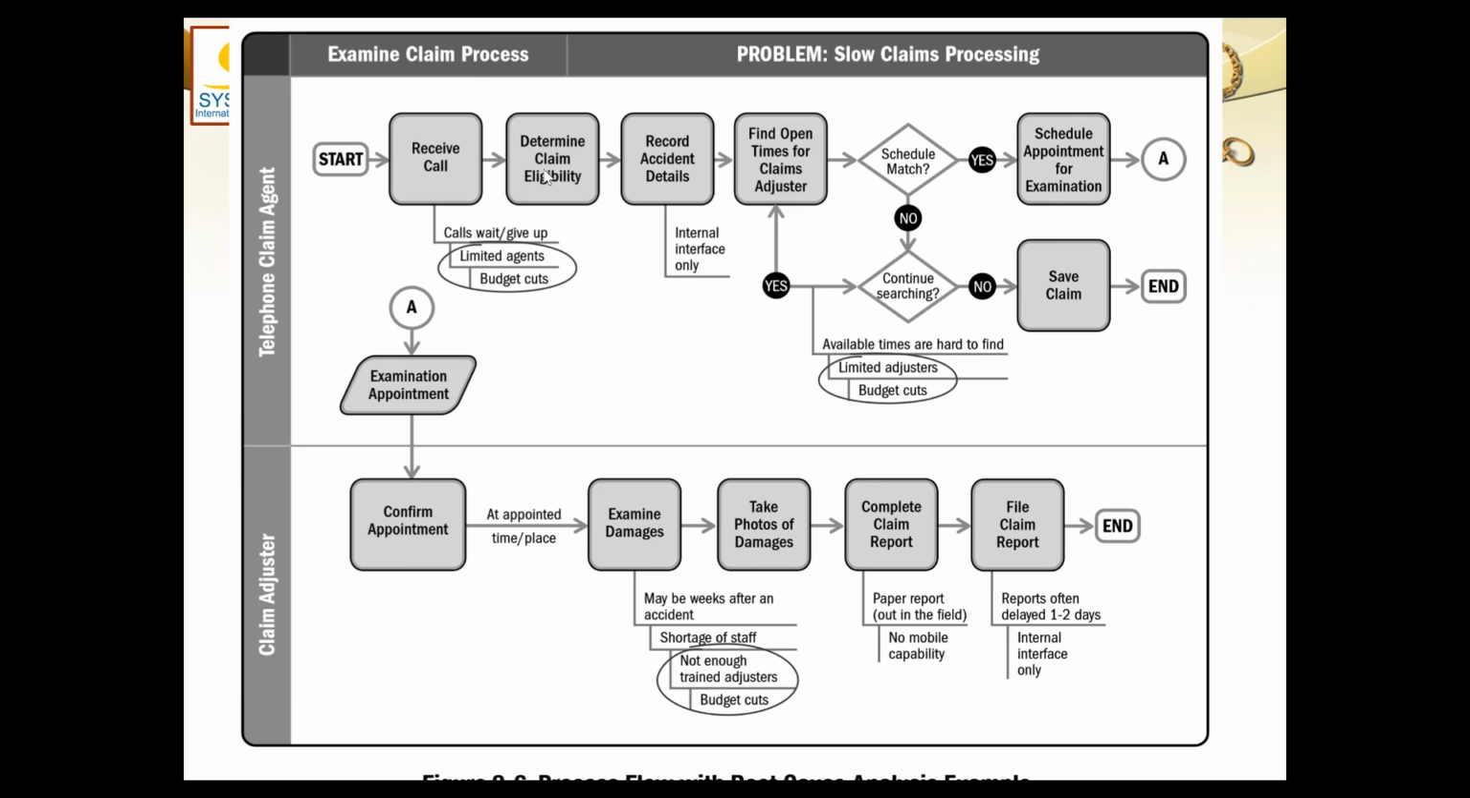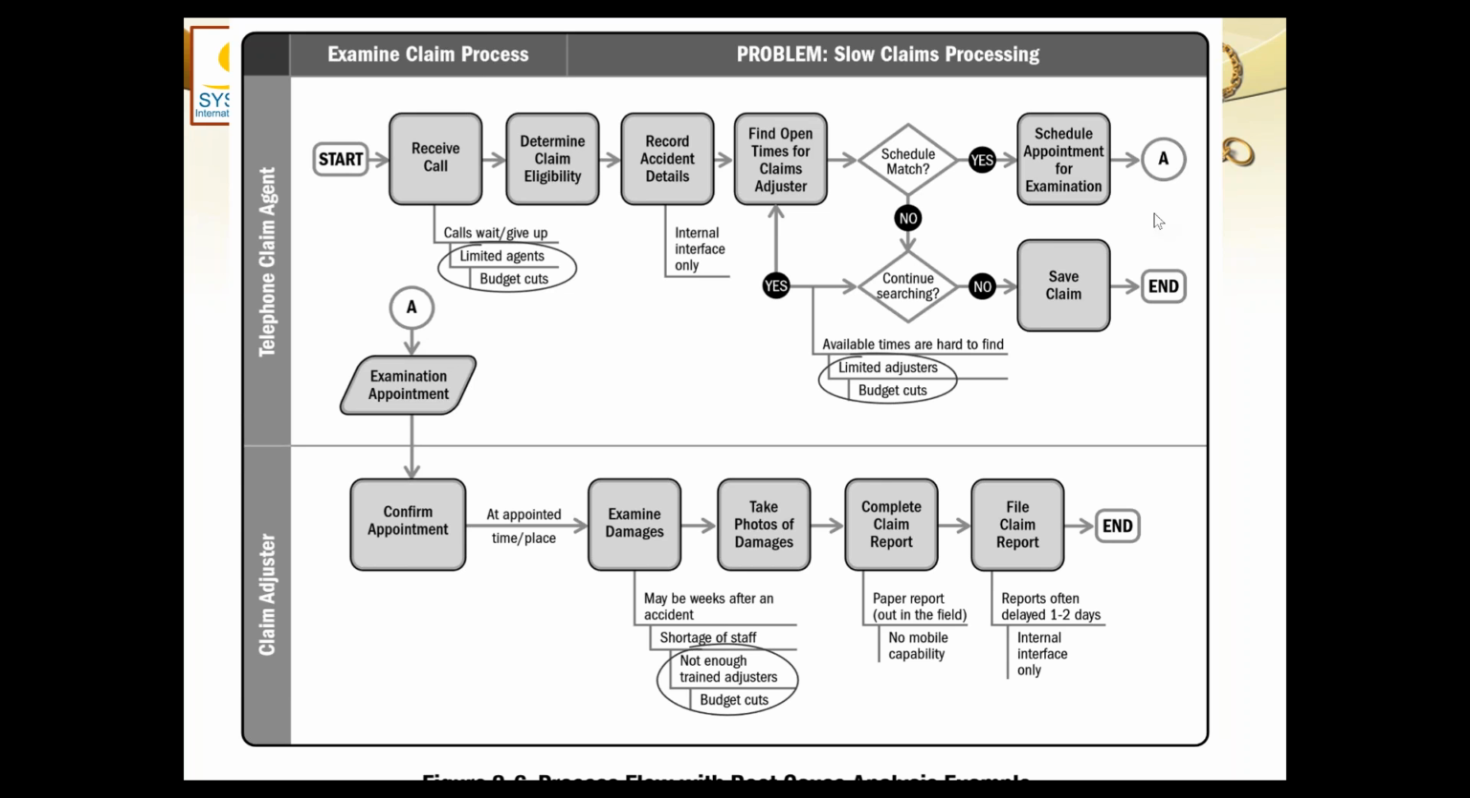Then after receiving call, the next step is determine claim eligibility. Once that is done, the next step is record accident details. And here some internal interfaces are required. So what are those internal interfaces? They may be causing problem or delay. Then is find open times for claim adjuster. So when they find that time, the schedule matches or not. If it matches, schedule appointment for examination is made. If not, then you continue searching for that and you save the claim.